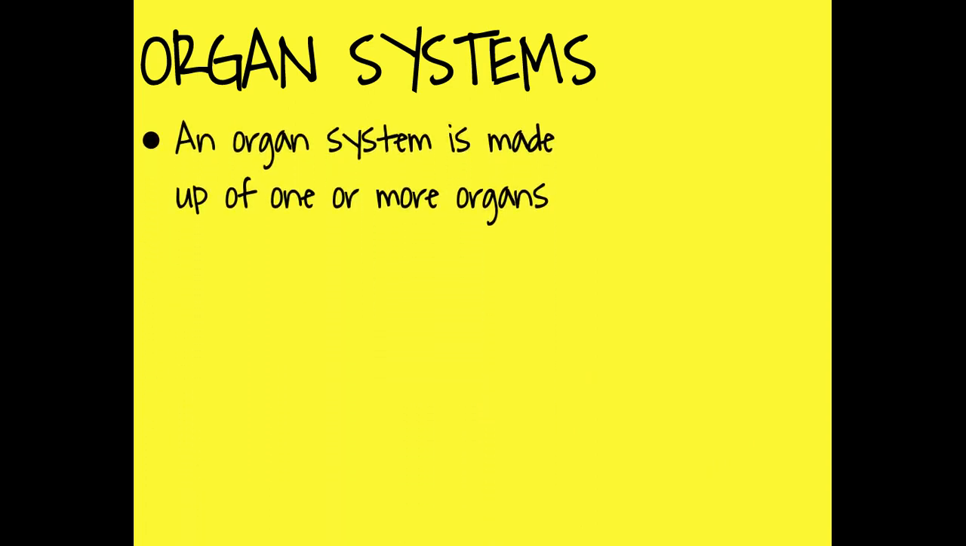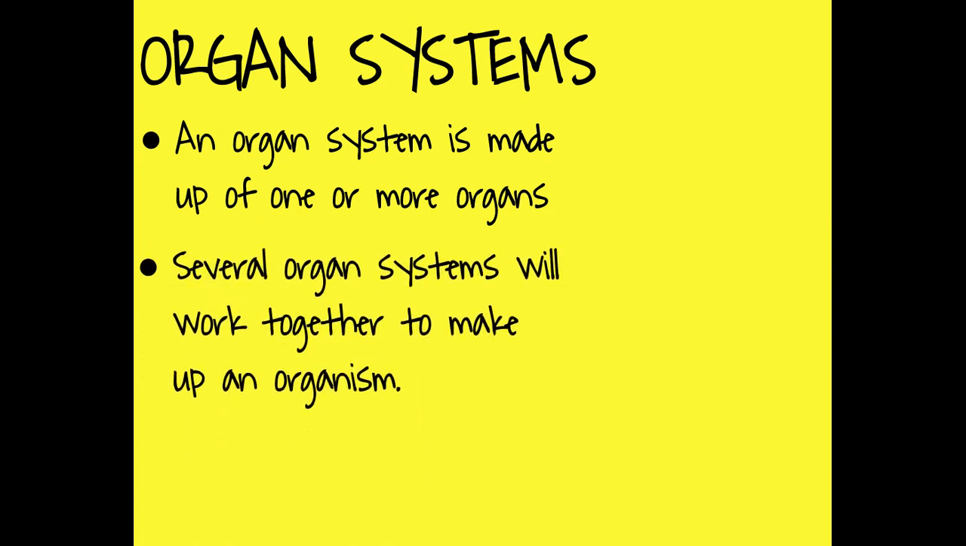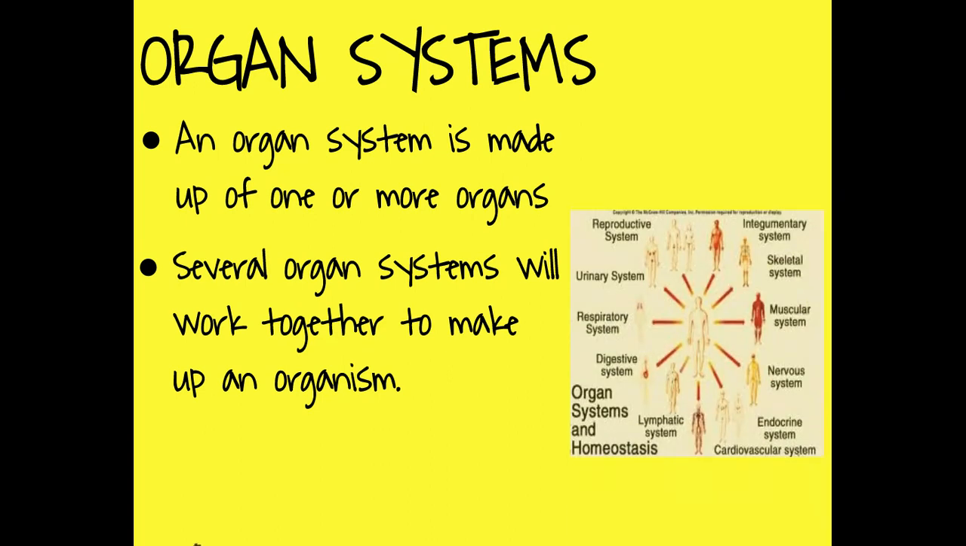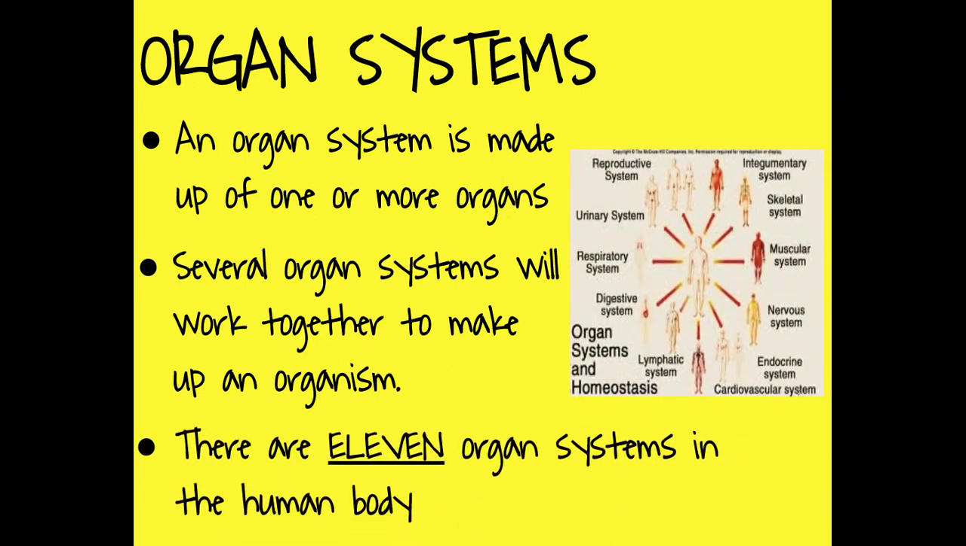An organ system is made up of one or more organs, and you actually have 11 of those in your body. Several organ systems a lot of times will work together to make up an organism, which is you. So you have 11 different kinds of organ systems in your body that do different things. You have a respiratory system, which involves your lungs, and your diaphragm and your esophagus and your trachea that help oxygen move. You have urinary system, which involves your kidneys and your bladder.